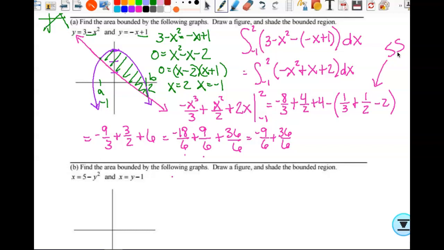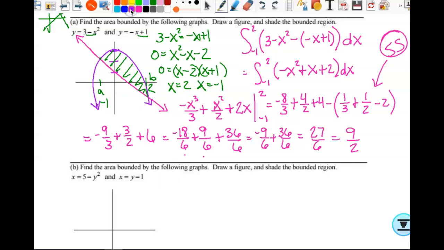So then I really just need to do 36 minus 9. What's that? 27. So this gives me 27 over 6. And then that reduces to 9/2. Okay? But this is your safe stop, and it's fine to stop there once you have substituted it in. But you need to be able to also have the ability to get to 9/2. Okay? How are we doing? Questions? Okay.